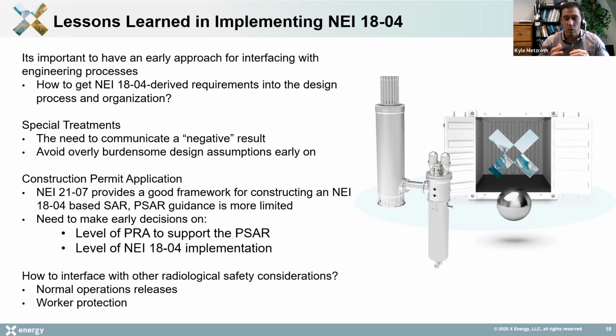There's limited guidance on PSARs. From talking with other reactor developers, it's a general problem. People are still trying to figure out what is the real line for a PSAR for a power reactor. So my observation is people have to pick right now, we have to make our best judgments, but it's good to make some early decisions on that. Because we've done some back and forth on how much PRA we need and how much NEI 1804 implementation we need.